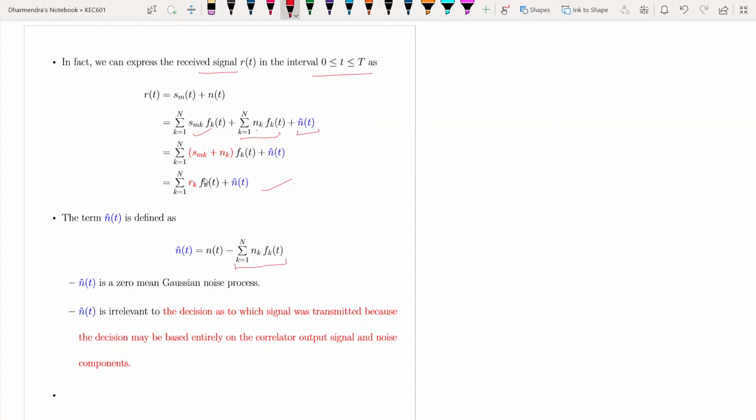the first capital N projections, the representation of noise in the first capital N dimensions. Okay, so n hat is also a zero mean Gaussian noise process. It can be proved that n hat of t is irrelevant to the decision as to which signal was transmitted, because the decision may be based entirely on the correlator output signal and noise components. Okay, these noise components are irrelevant for the decision.